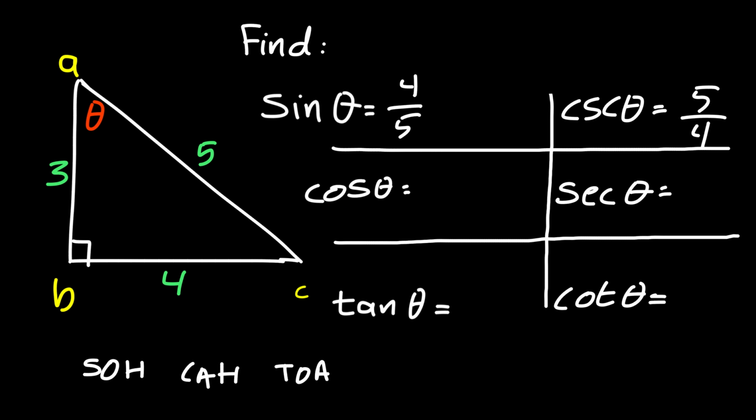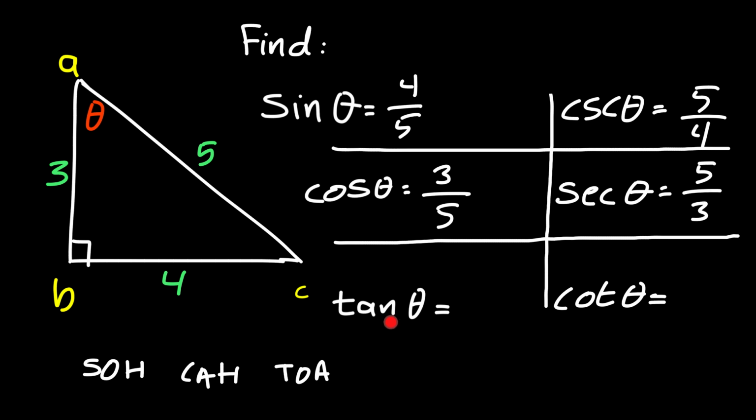For cosine theta, equals the adjacent divided by the hypotenuse. Now again, I will imagine myself standing here. The side which is adjacent or next to me will be 3, right? So I will have to write 3 divided by 5. Secant is simply the flipping or the inverse of this fraction, which is 5 divided by 3.